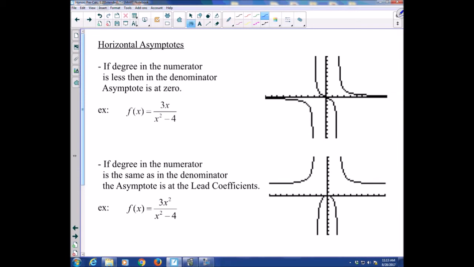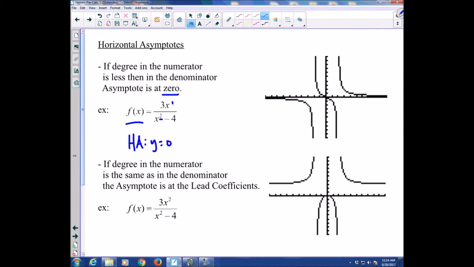The first instance where we're going to see a horizontal asymptote for a rational function is if the degree in the numerator is less than the degree in the denominator. Now, remember that the degree is the highest power of the polynomial. We're seeing in our first example the degree in the numerator of 1 for our 3x and the degree in the denominator of 2 for our x squared minus 4. And when we have the degree in the numerator less than the degree in the denominator, we say there is a horizontal asymptote at 0. So right here, for this first example, we're seeing y equals 0 as the horizontal asymptote.